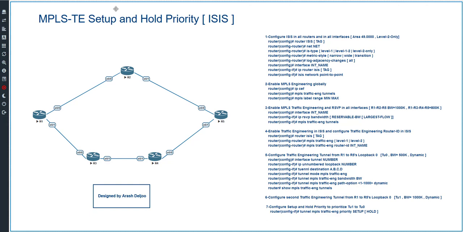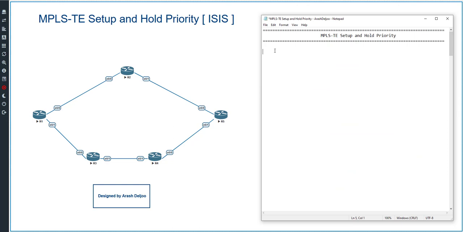Let me talk about setup priority first, before talking about these two types of priority. In MPLS traffic engineering, we can configure setup priority or hold priority, okay? And the priority is the preference. I will talk about that, but let me say that in TE, we have 8 levels of priority between 0 and 7. For example, 0, 1, 2, 3, 4, 5, 6, and then 7. This means that we have 8 levels of priority.